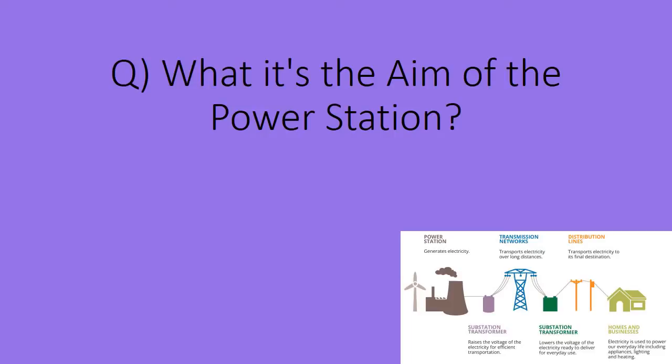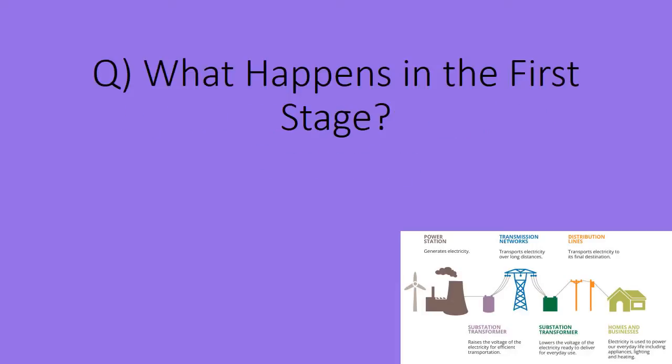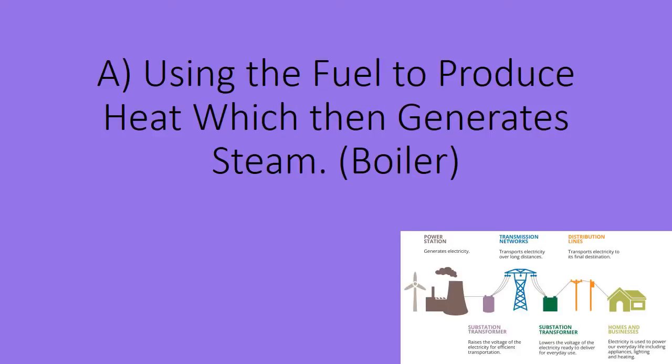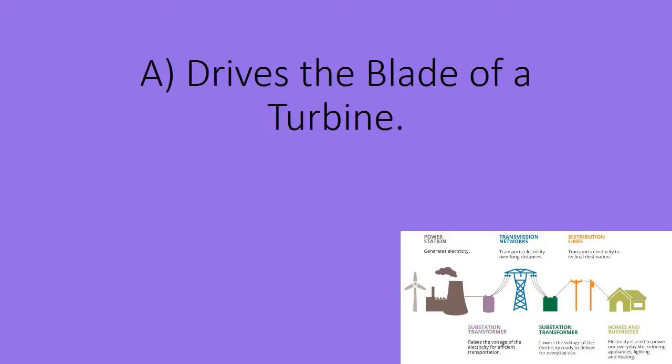What is the aim of the power station? To convert energy into electricity. What happens in the first stage? The boiler uses a fuel to produce heat, which then generates steam. What does the steam then do? Drives the blade of the turbine.